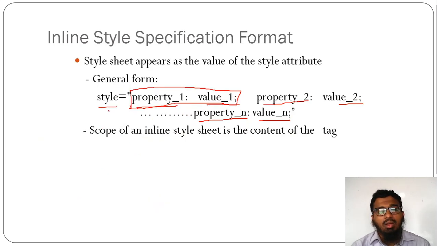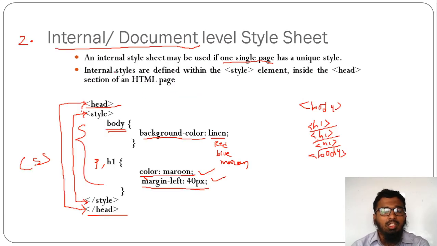Next one is style. This is a specific format, property 1, value 1. Next one, internal or document level. Here you have to write in the style tag, and the style tag should be in the head tag only. What is the advantage of this? If you write the H1 code here, then any number of times whenever you use the H1, it will apply the same code to this H1. You don't need to write it again and again. This is the advantage.